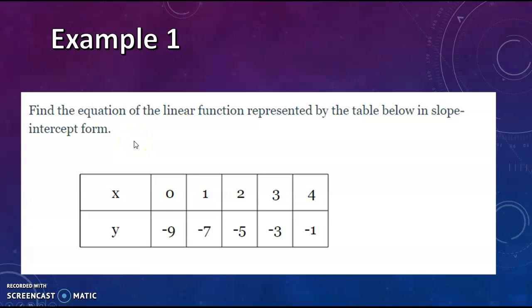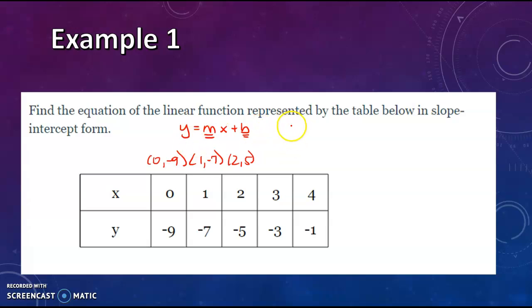So the first one says find the equation of the linear function represented by the table below in slope-intercept form. So the first thing we need to know is what is slope-intercept form? Hopefully you know by now, it's y equals mx plus b. And we need two things to make this happen. We need an m, which is our slope, and we need a b, which is our y-intercept. So how will we find these? Well, these are actually just points on the graph. So one of the points is (0, -9), or (1, -7), (2, -5), getting them from the x and y values.